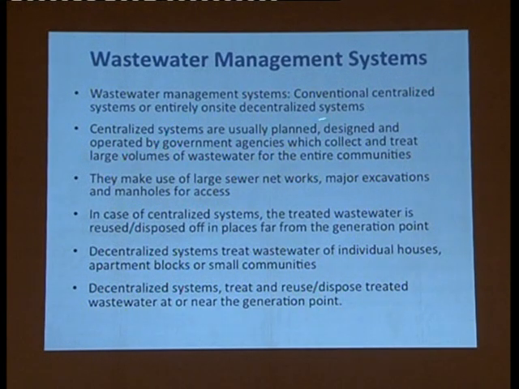Centralized systems are usually planned, designed and operated by government agencies, which collect and treat large volumes of wastewater for the entire community. They make use of large sewer networks, major excavations and manholes. In centralized systems, the treated wastewater is reused or disposed of in places far from the generation point, so public interaction is much less in such cases. Decentralized systems treat wastewater of individual houses, apartment blocks or small communities. These systems treat and reuse or dispose of treated wastewater at or near the generation point.